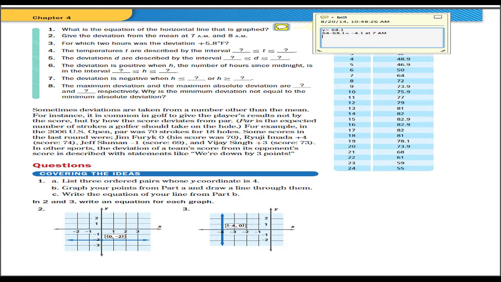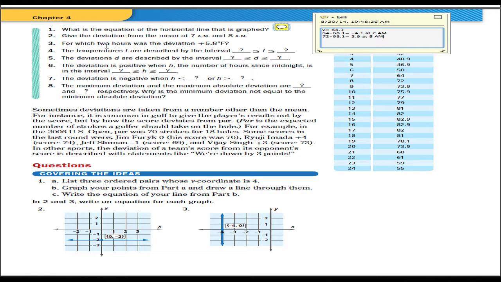What is it at 8 a.m.? Well, at 8 it's 72 degrees. So 72 minus 68.1 equals 3.9 degrees at 8 a.m. So that's our deviations for 7 and 8.